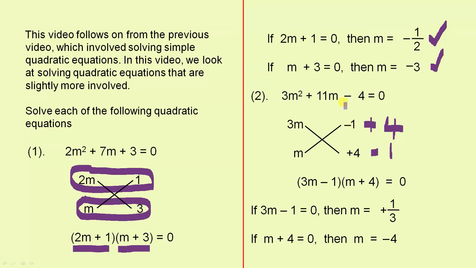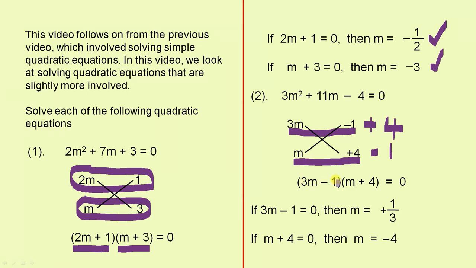You can try all the others and you'll see when you do the cross multiplication you don't get the term in the middle. And I'll show you why this is the correct choice. 4 times 3m is 12m. Minus 1 times m is minus 1m. 12m minus 1m is 11m. That's why we know this is correct. So we have 3m minus 1 times m plus 4 equals 0. Right, so we put those two together in grouping symbols and we let it equal 0.